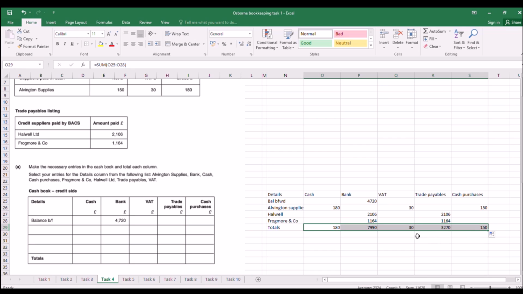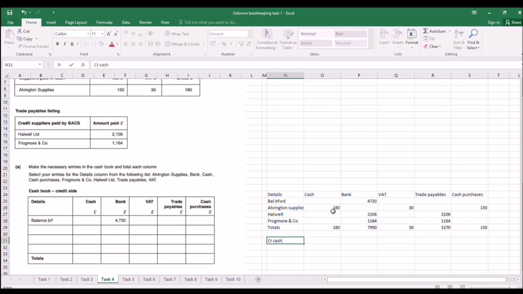So what's going on here? What you can see is you've got these two halves here: what's happening in the bank account and what's happening in the rest of the general ledger. We've got cash going out, so it'll be credit cash 180, and we've got bank going out as well. We've got credit bank, in this instance 3270. We've got debit our VAT account because we're going to get that back. There's going to be a cash in later on. So debit our VAT account 30.